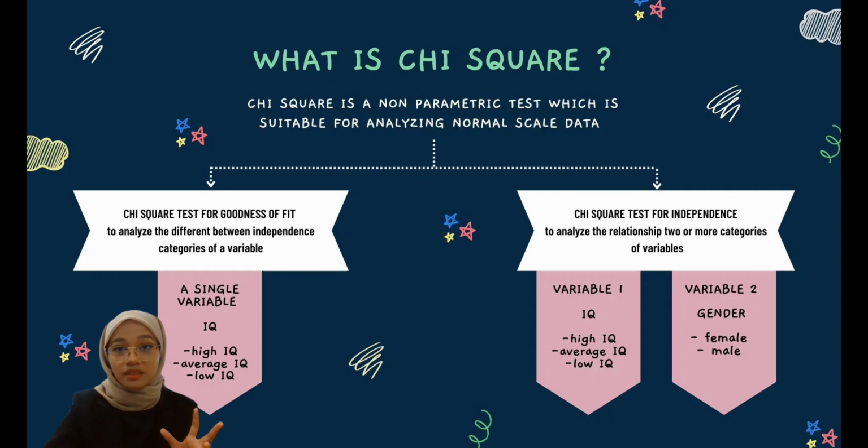The chi-square test is divided into two types. The first one is the chi-square test for goodness of fit, and the second one is the chi-square test for independence. Goodness of fit is used to analyze differences between categories of a variable. It consists of only one variable, a single variable. Meanwhile, the chi-square test for independence is used to analyze the relationship between two or more categories of variables, which means it contains more than one variable, two or three or four.